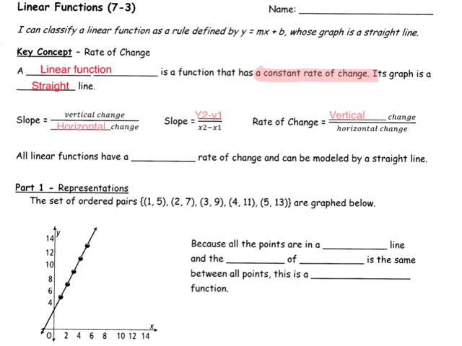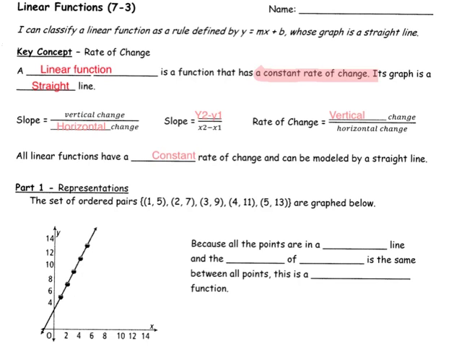Now, an extremely important concept is this next line. All linear functions have a constant rate of change and can be modeled by a straight line. The word constant means the same, so it changes the same amount each time.